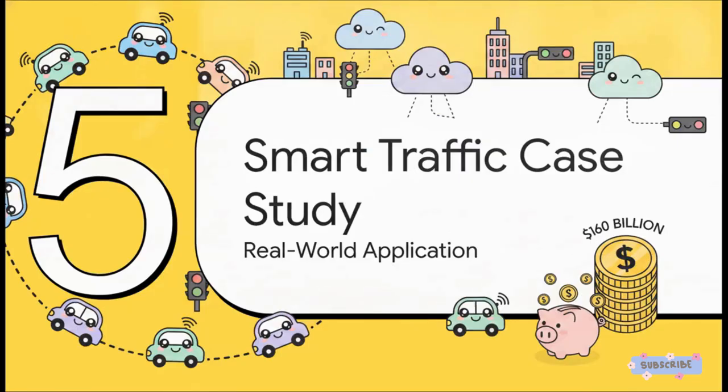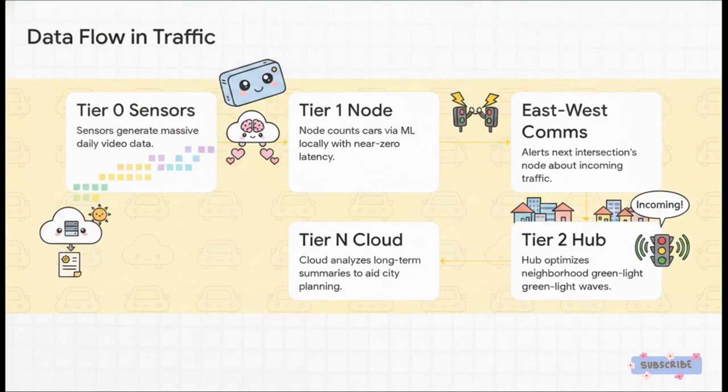Let's tie all these concepts together. Section 5 is a real-world smart traffic case study. Let's track exactly how a piece of data flows through this architecture in a real city. Step 1. Tier 0 HD cameras at a busy intersection are generating terabytes of raw video data every day. Step 2. A rugged Tier 1 near-edge node strapped right to the traffic light pulls in this feed, using machine learning to count the cars locally with near-zero latency.